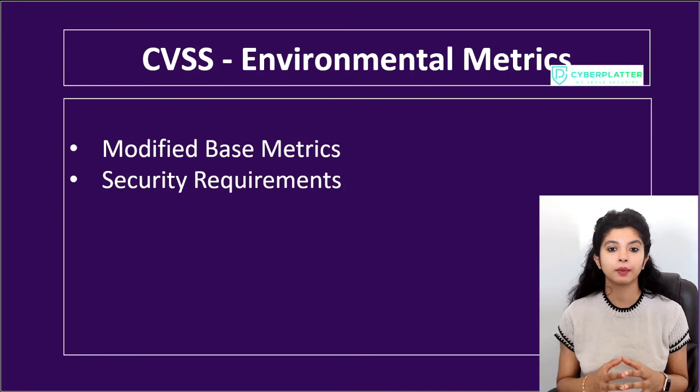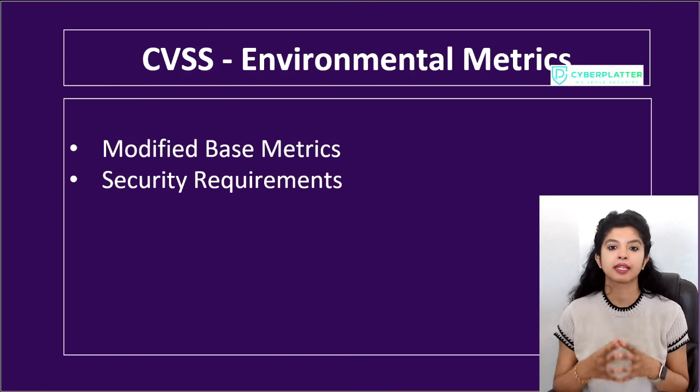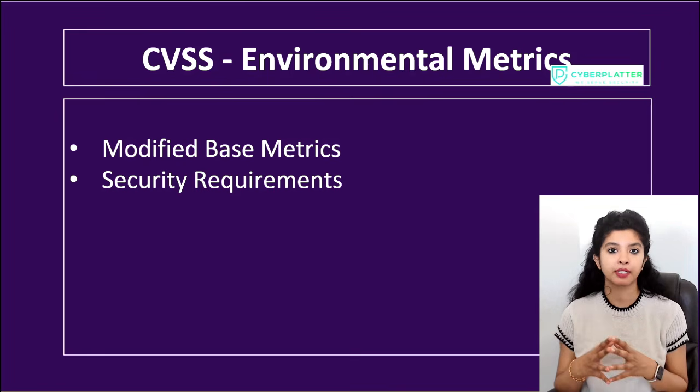So a vulnerability with high availability impact is more severe for a hospital, that is life critical systems, than for a test server used internally. So to summarize, in CVSS, base metrics is the core technical severity, temporal metrics is the severity adjusted for exploitability and patch availability, environmental metrics is the severity adjusted for business context.